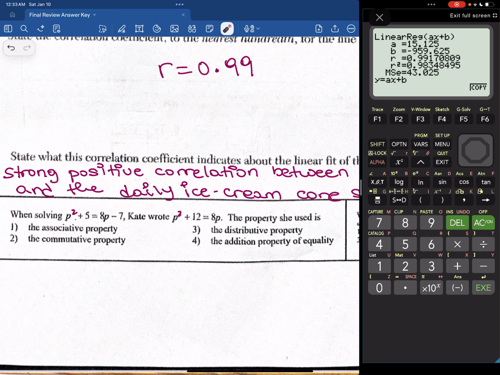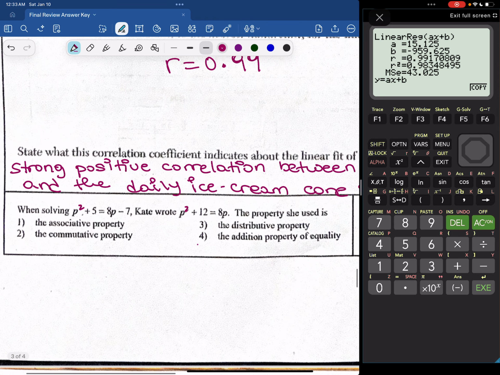So what Kate actually did was add 7 to both sides, because 5 plus 7 is 12, right? And then if we add 7 to both sides here, this is going to cancel out, which is why she does not have that 7 in the second equation when she rewrote it. So if Kate added 7 to both sides of the equation, then she used the addition property of equality, which is basically adding a value to both sides of the equation. So our answer choice here is 4.